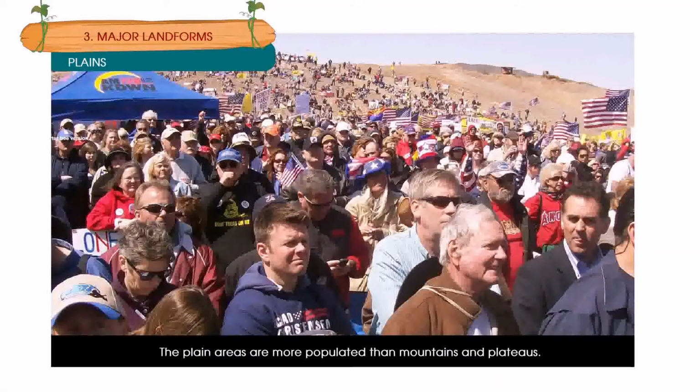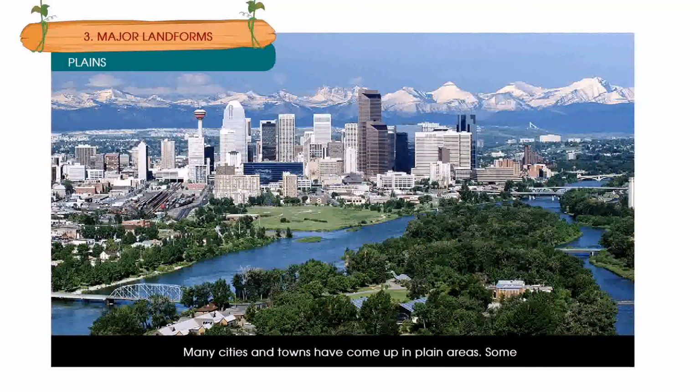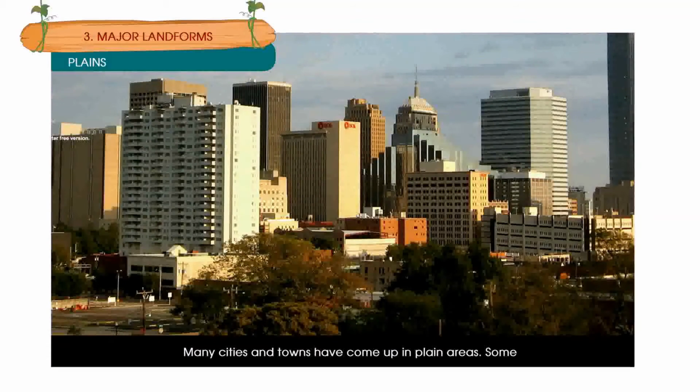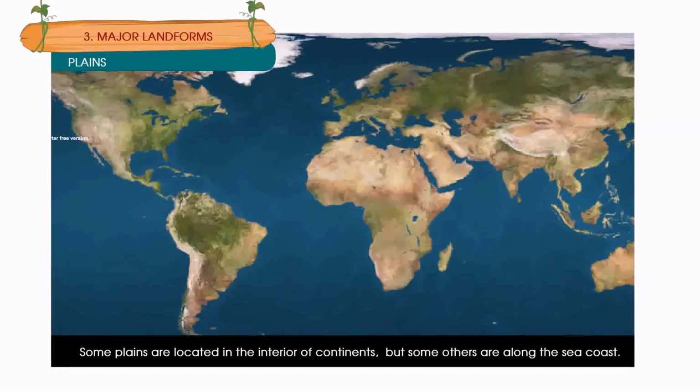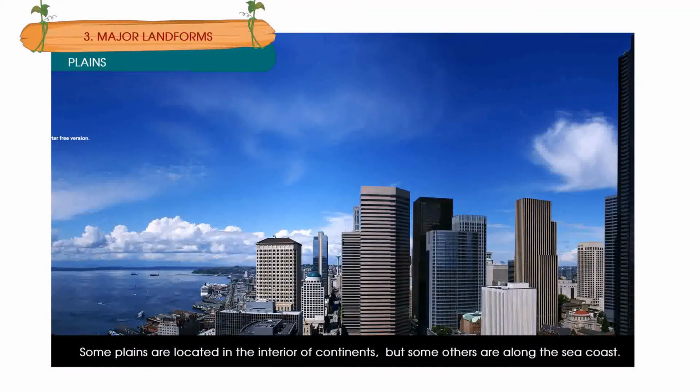The plain areas are more populated than mountains and plateaus. Many cities and towns have come up in plain areas. Such plains are located in the interior of continents, but some others are along the sea coast.